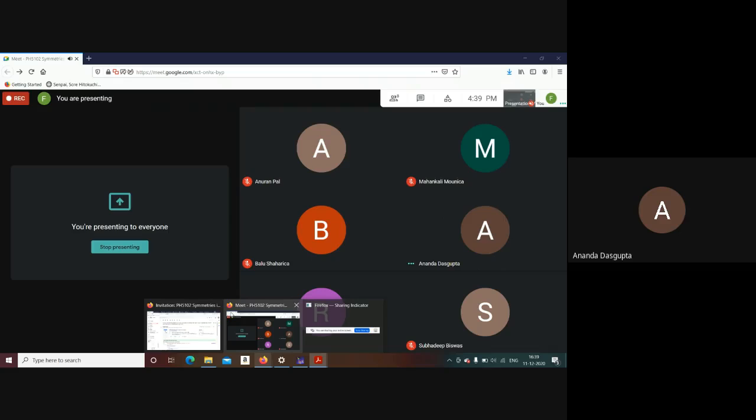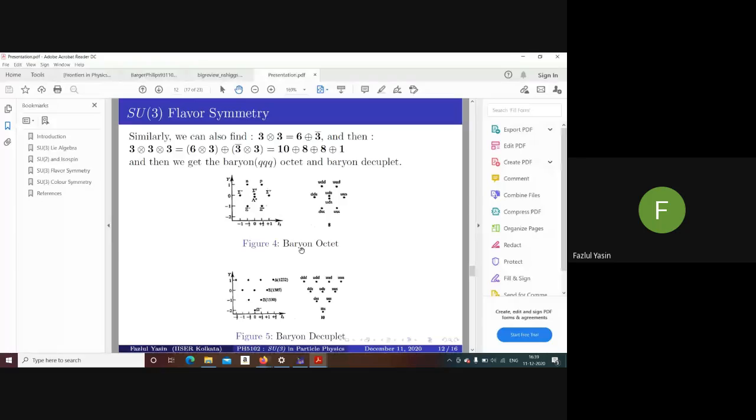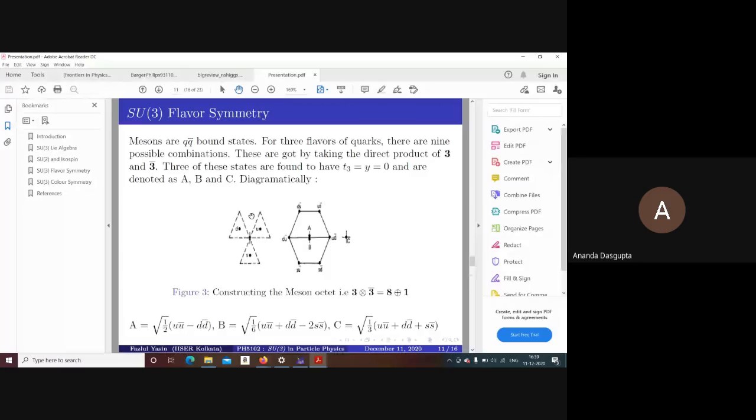If nobody has any questions, I have one. Could you just explain the 3 cross 3 equals 6 plus 3 bar, the superposition of diagrams technique? Could you just explain how you got exactly 6 plus 3 bar? When you take a triangle, 3 is a triangle, right? And when you're doing 3 cross 3, you're putting triangles on all 3 points.